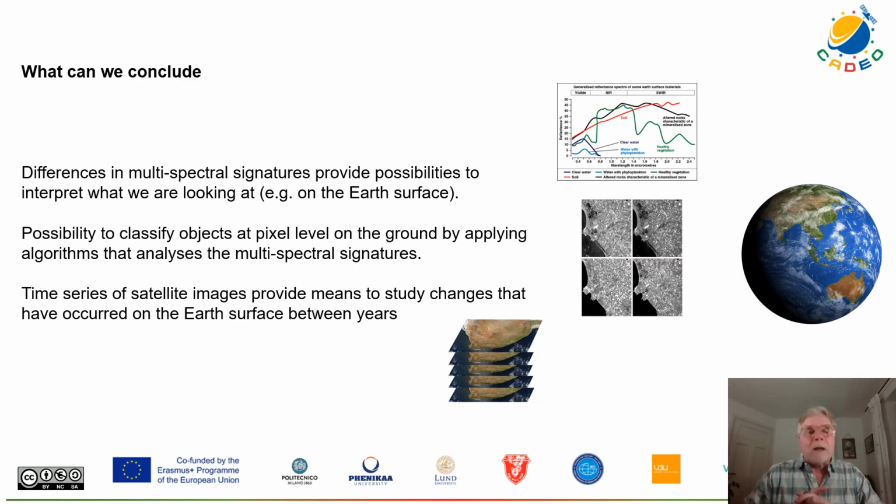We have a possibility to classify objects at pixel level using automatic classification algorithms that will analyze if the multispectral signal for a pixel looks like a spectral signature that we have fed into the algorithms. Is it a vegetation type signature or is it a water type signature? So the software can then help us to classify a pixel, if it's water or if it's a deciduous forest stand or if it's an urban area, for instance.